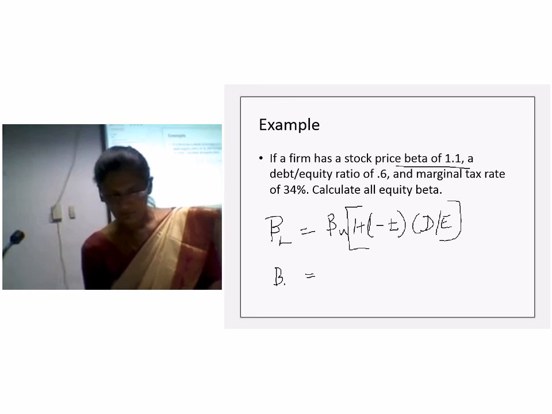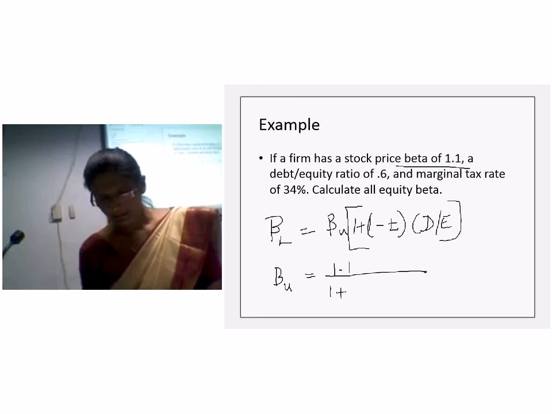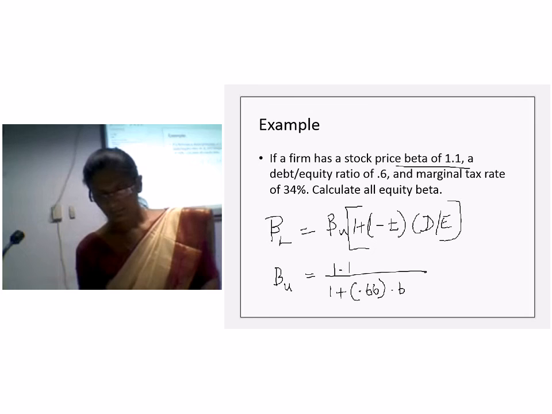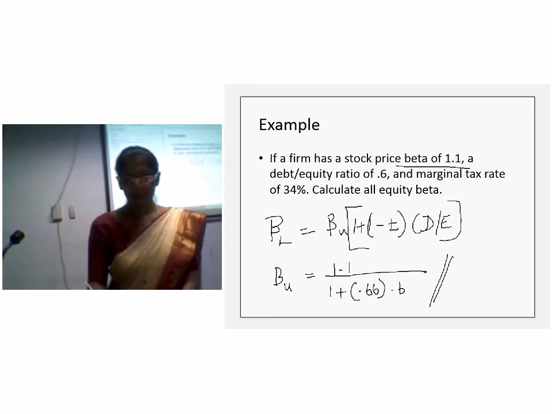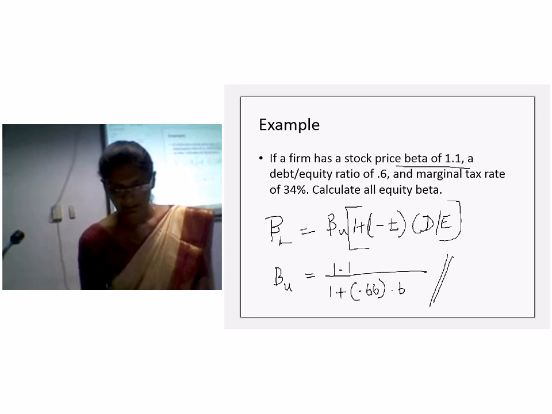We need to do BU equals BL, which is 1.1, divided by 1 plus (1 minus T, which is 0.66) times D over E, the debt to equity ratio, which is 0.6, right? So this is the answer for unlevered beta. All equity beta means this firm has no debt capital. If the firm has no debt capital, we call it an all equity firm. So an all equity firm has an all equity beta, right?